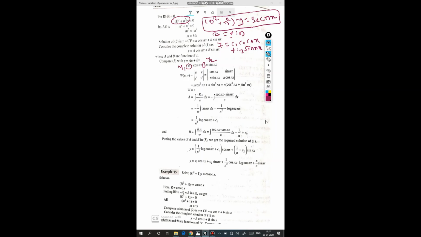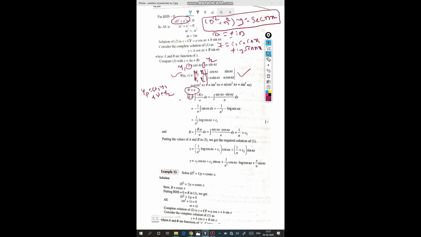Next step, we have to calculate the value of the Wronskian, W. We have the formula: the determinant of y1, y2, y1 dash, y2 dash. If you evaluate that determinant, you will observe the Wronskian value comes out as n only. Next, we take yp as u1 y1 + u2 y2. That is our formula.